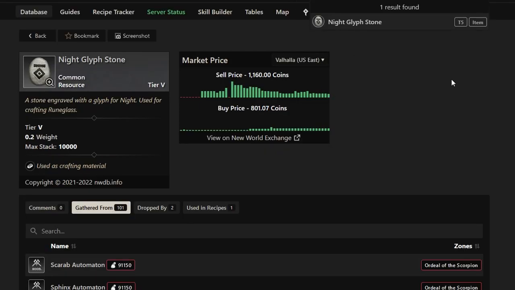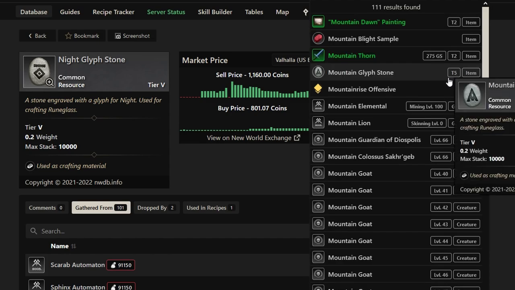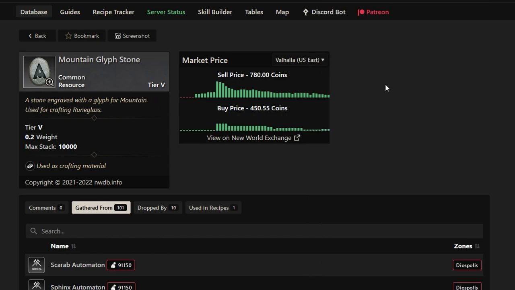So next up, we have the Mountain Glyph Stone. The Mountain Glyph Stone is going to be next in line with 780 gold from Valhalla. And it's actually going to be a place where you can go to Diospolis, and that's going to be the spot where you'll hunt these down. Like I said, remember, these glyph chests, all chests in general, really. And then the big thing is you're going to want to kill the bosses as well. They drop it all the time.